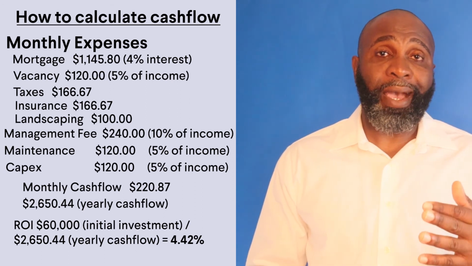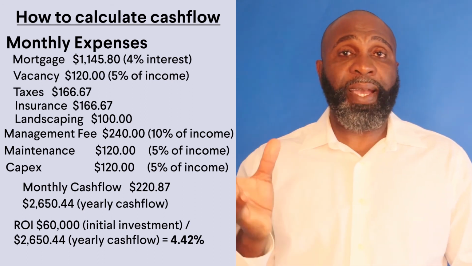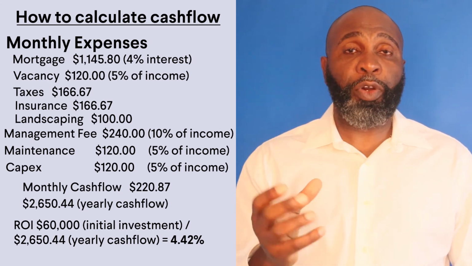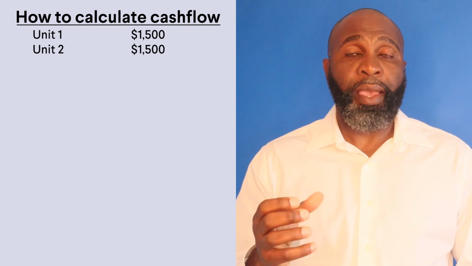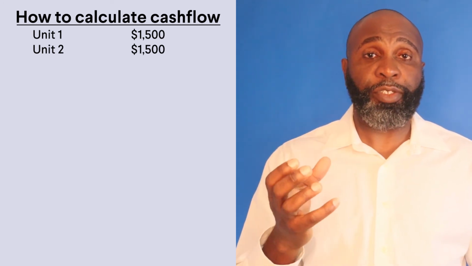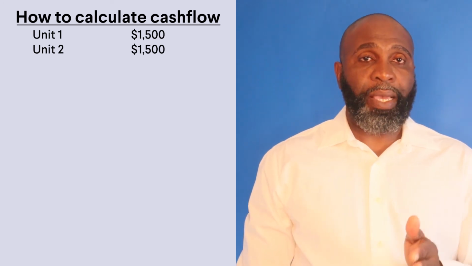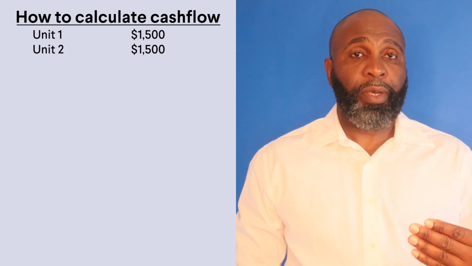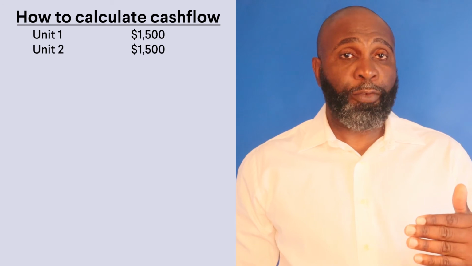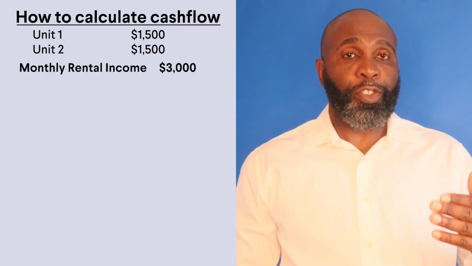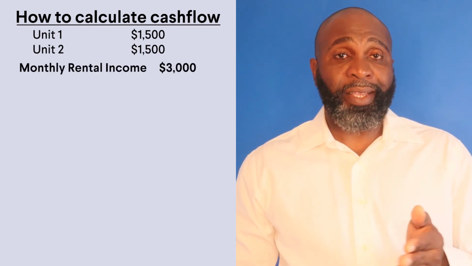So I'm going to cover now, looking at this from a different perspective. Instead of $1,200, we're going to say now each unit is renting for $1,500. And you will see the difference in the numbers. So the second example, we're going to assume this unit is currently renting for $1,500 a piece. So now instead of $2,400, we have $3,000. So let's go into the numbers and compare.